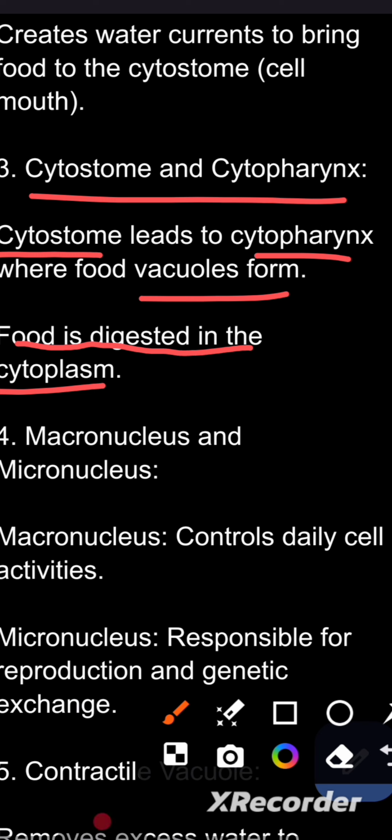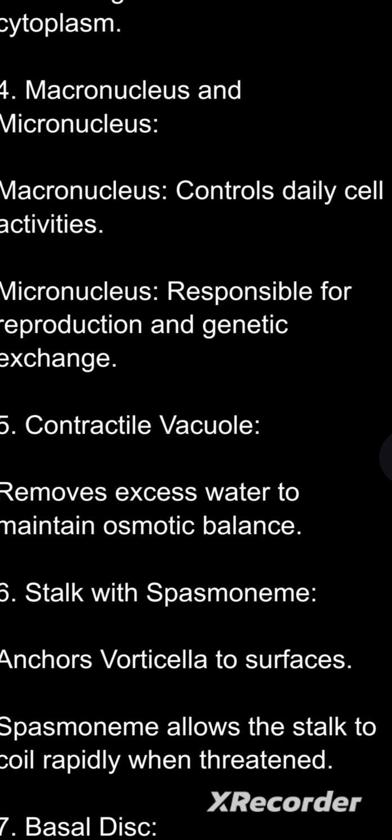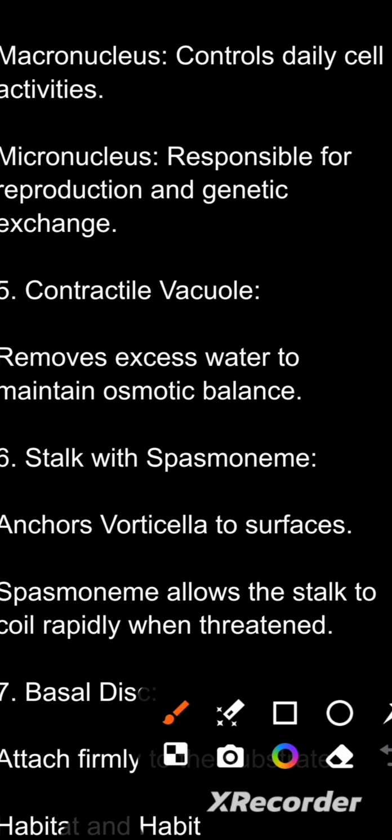And there are two nuclei, one is macronucleus and another is micronucleus. Macronucleus is the large part, and the function of macronucleus is to control daily activities. And similarly, the function of micronucleus is handling reproduction and genetic exchange.